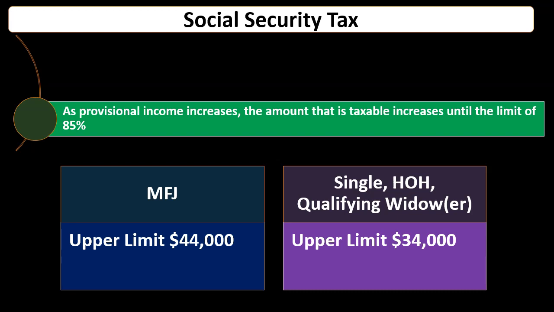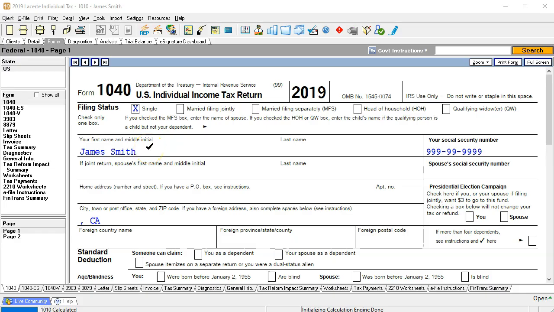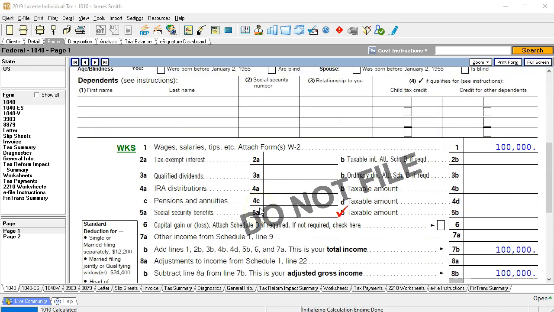Let's take a look at it in the software. Here we are in our mock 1040 problem with James Smith currently at the single status. So single status, we have the 100,000 in wages, which is well over the threshold.